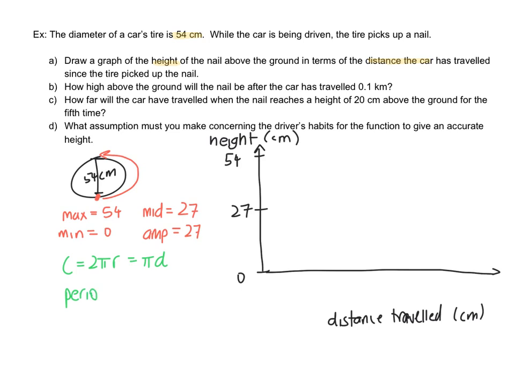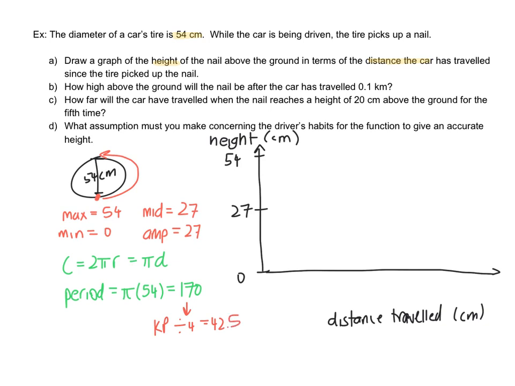The period is the circumference, which is pi times the diameter of 54. And I'm just going to round this to the nearest whole number to make it a little cleaner for us. And we get 170 centimeters for a full period. And just so that I know what I want to do with my scale, I'm going to take this 170 and divide it by 4 for my key points.